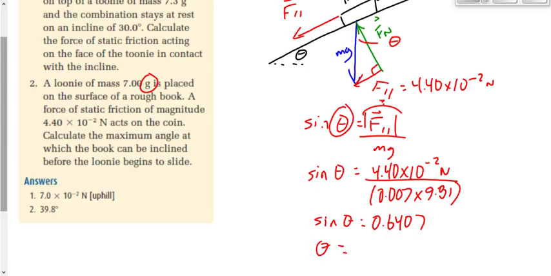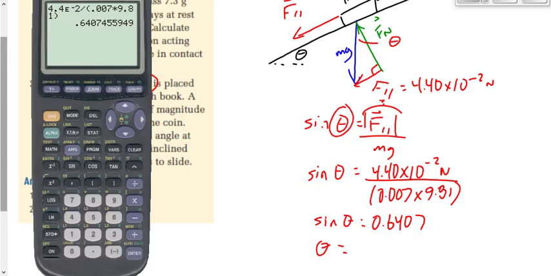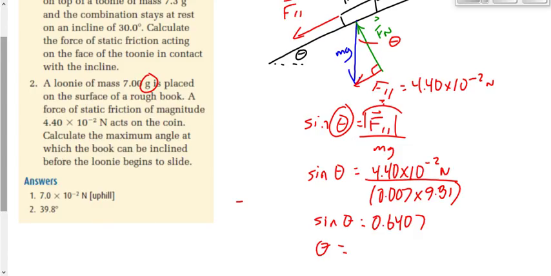Yeah, we've done that before, right? We've done that before with vector analysis. We say the inverse sine of that number, 39.8 degrees. Is that all right? That's trickier, right?